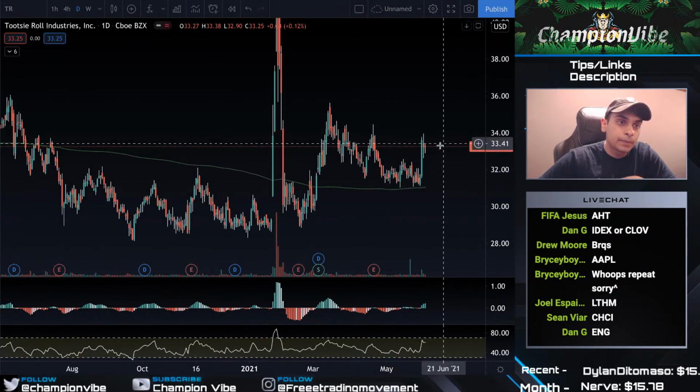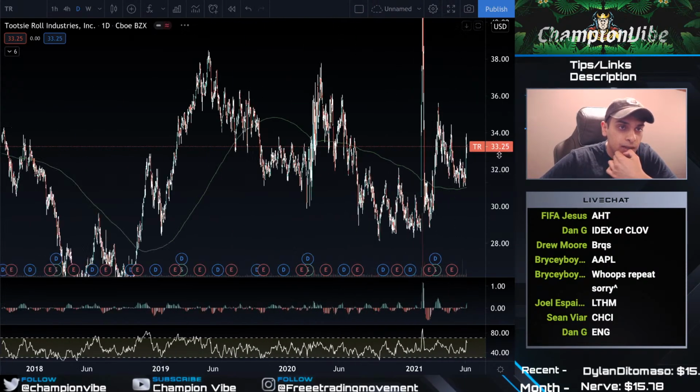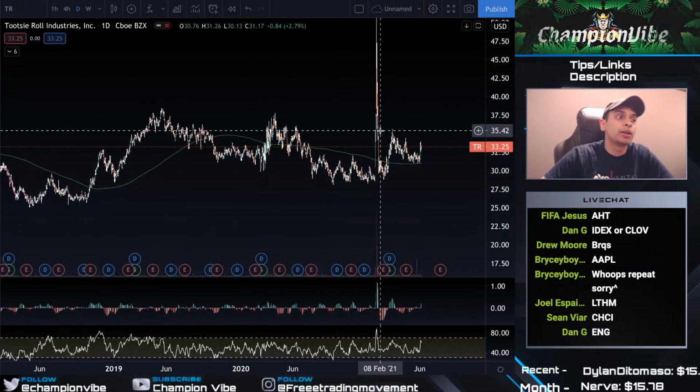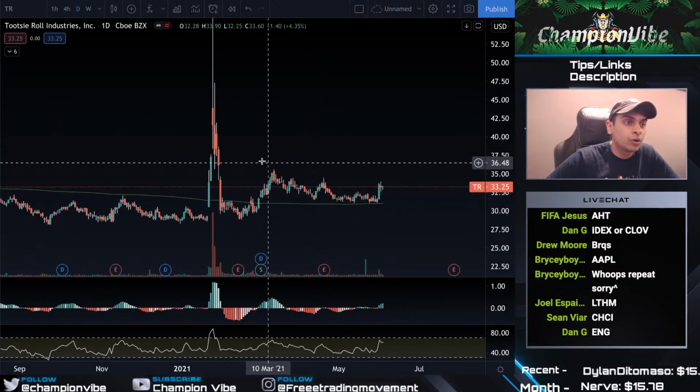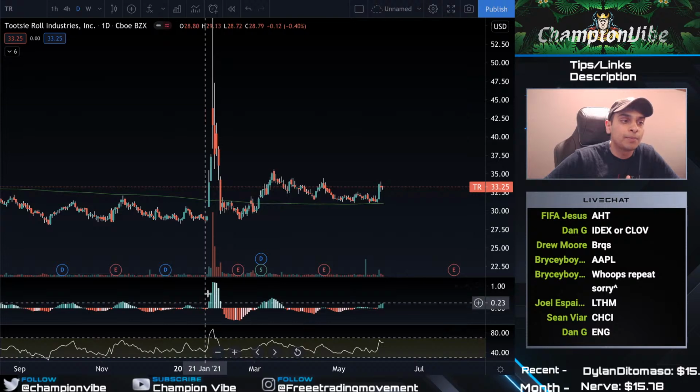TR, this was up 7% one day, but really, not bad. If we just look at the overall trend, not bad. It had a crazy run. I don't know if this was Wall Street Bets, but it probably was. It kind of lines up with when the initial pumps were happening.